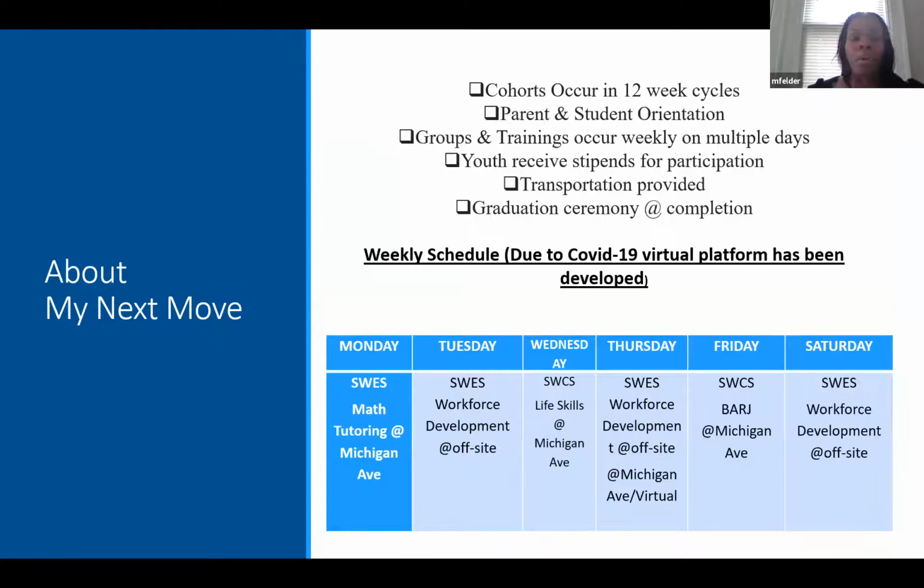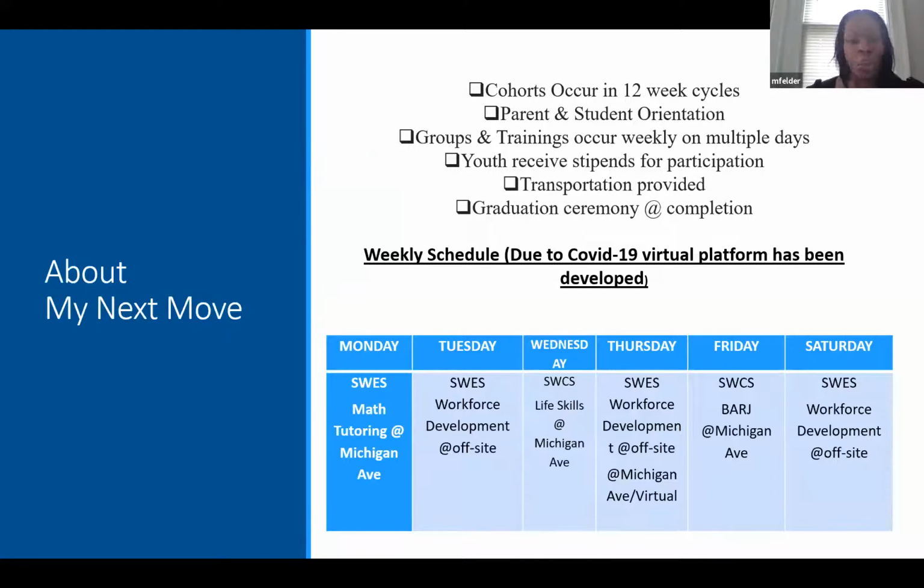Next slide. The way it is designed, the cohorts are offered in 12-week cycles. We offer a parent and student orientation to really educate them on what this intensive 12 weeks is going to look like. The classes and the groups happen after school hours, so we do not want to interrupt their traditional school learning, whether they're in an alternative school or a regular traditional school setting. We offer those every day, Monday through Saturday, so that they're able to still do both.